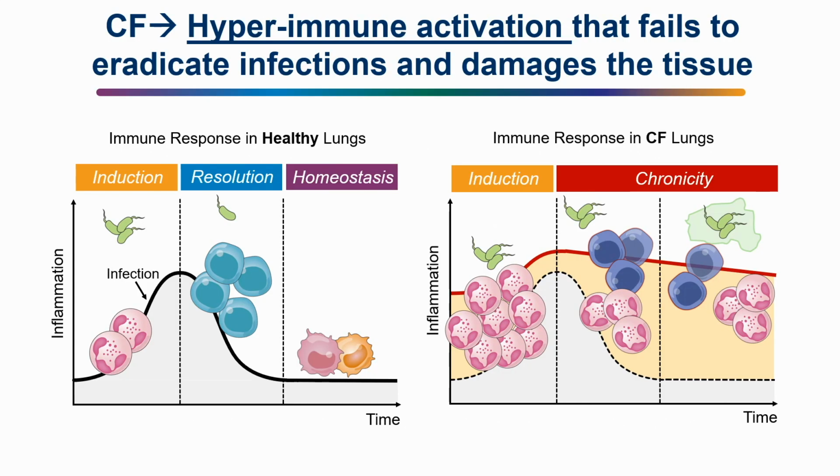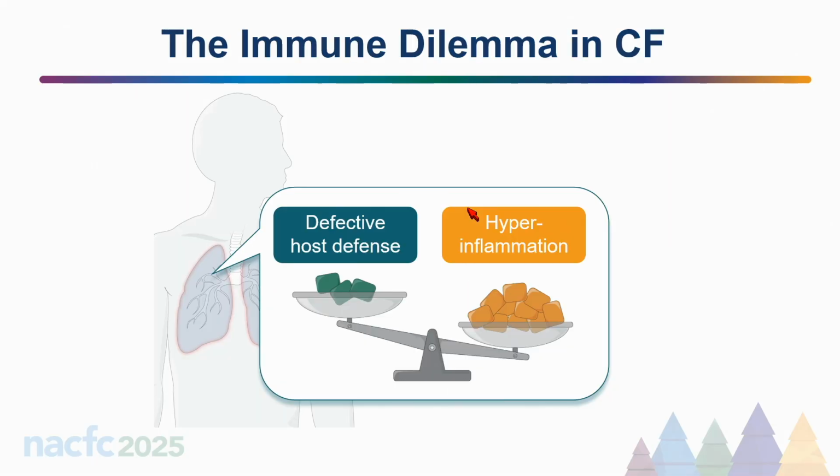When we think about the immune response in CF, we think about hyperimmune activation. In a normal lung, in response to infections, we have an induction, we have a resolution, and the tissues go back to homeostasis. This is lost in CF. We have hyperinduction, an immune response that never resolves, and at the same time a failure to eradicate infections and overall damage of the tissue. This brings me to the immune dilemma in CF, a disease that is characterized by hyperinflammation and ineffective host defense.